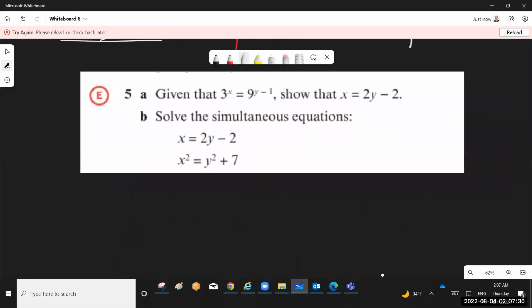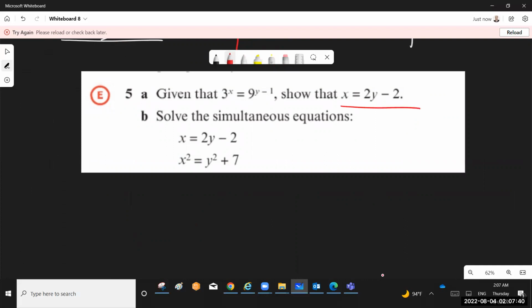Question number 5, I have the exponential equation 3 to the x is equal to 9 to the y minus 1. Show that x is 2y minus 2. Simply just factor 9. You just write 3 to the x is equal to, the 9, as you know, is 3 squared, raised to the y minus 1, and according to the index rules, you just multiply the inner power by the outer one by writing 2y minus 2. Multiply the 2 by y minus 1.